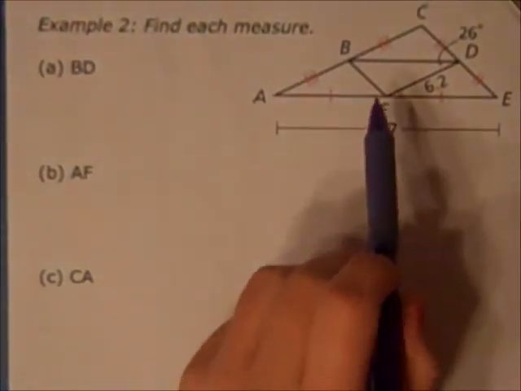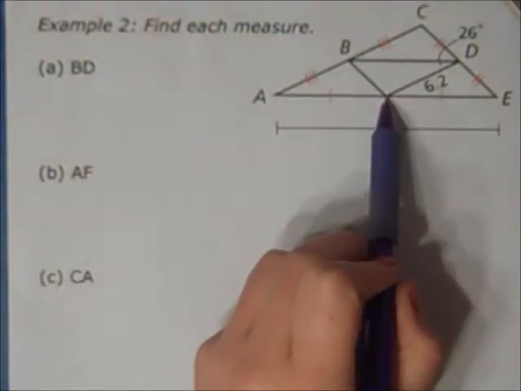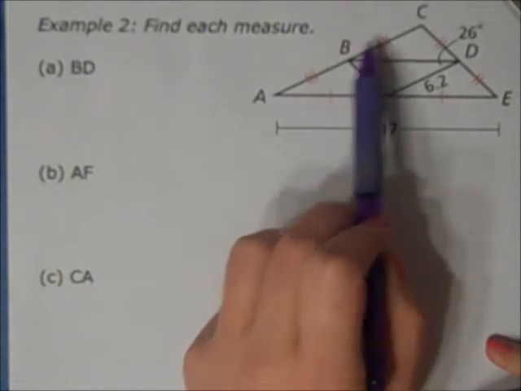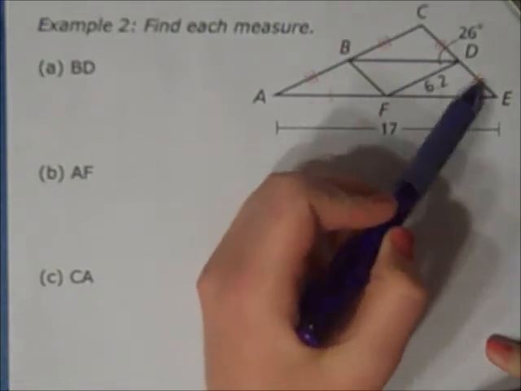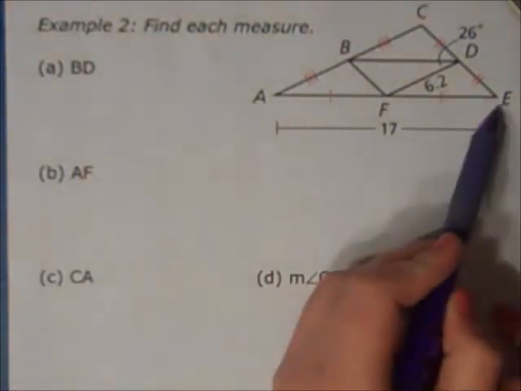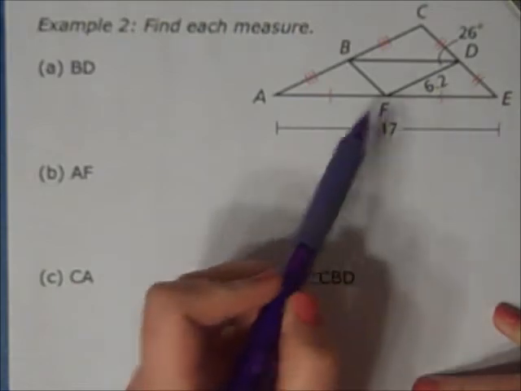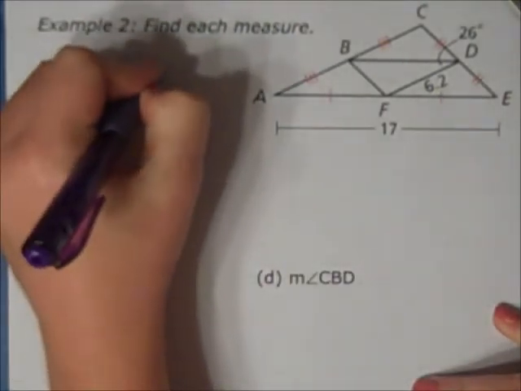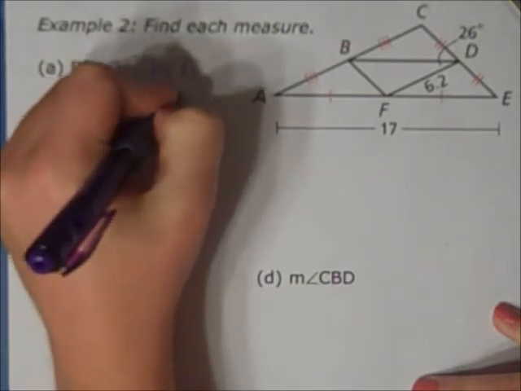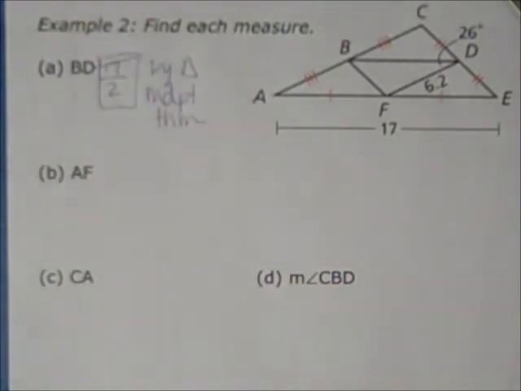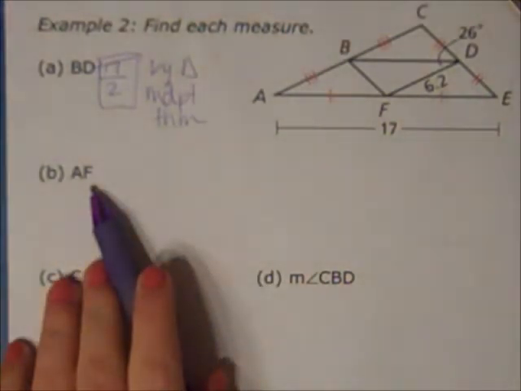So I want to find BD. Well, I can tell that BD is the mid-segment of this triangle because B is the midpoint here, D is the midpoint here. So that means that it is parallel to the opposite side AE and half the distance. So if AE is 17, then BD would just be half that. So 17 halves by the triangle mid-segment theorem. Now you could change that to a decimal, but why bother? It's already ready.